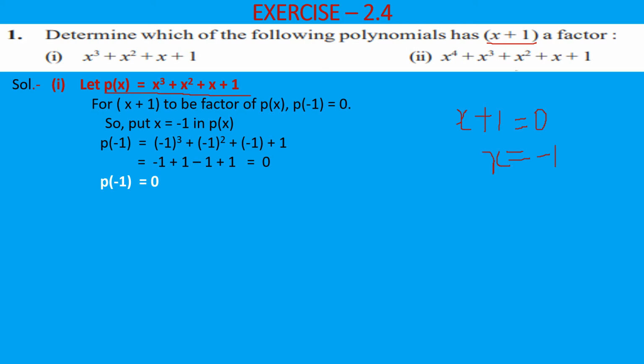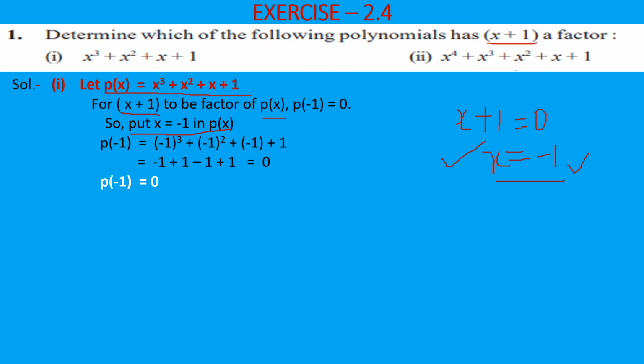Minus 1. So for x plus 1 to be a factor of p(x), when we put the value of x in p(x), it should be 0. That means when we put minus 1 in the polynomial p(x), its value should equal 0. If it is 0, that means x plus 1 is a factor of p(x), otherwise not. So we have found the 0 of the linear polynomial. Now what will we do? We will put x equals minus 1 in p(x). Why are we putting minus 1? Because minus 1 is the 0 of the given linear polynomial.